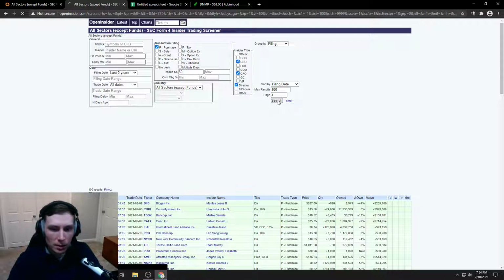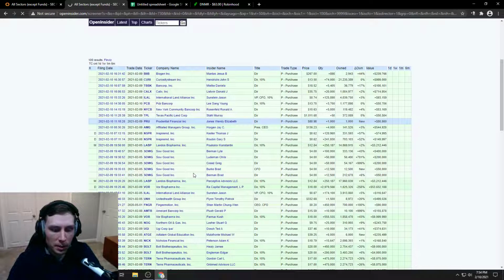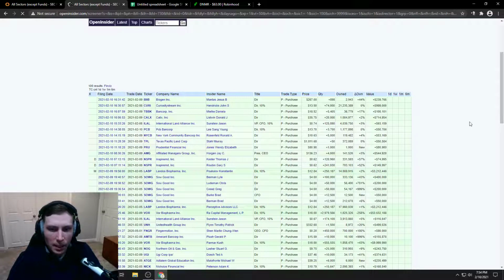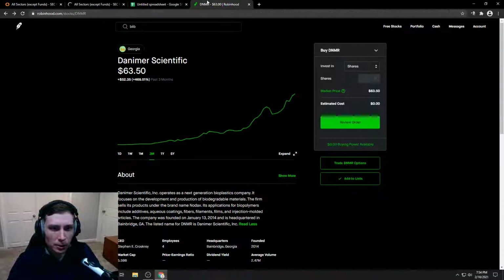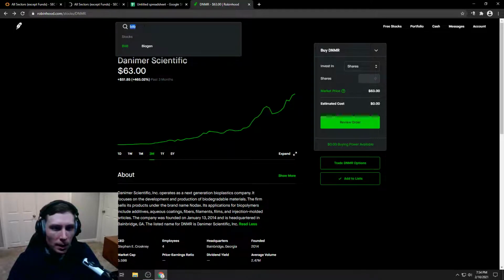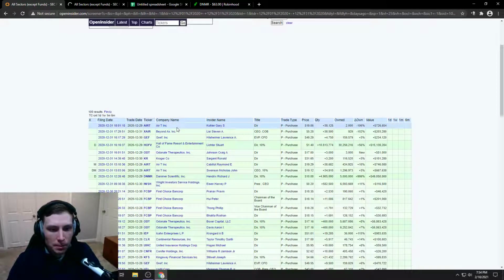I hit search, and then this beautiful list is what shows up. It has the filing date. It's in that order for the filing date, most recent at the top, but that's not necessarily the trade date. Some of them file after the trade. Then you've got the ticker, which you can go to Robinhood or whatever site you use, type it in and pull up the stock. Company, the name of it, not just the ticker, also who's buying it, what their title is, and so on and so on.